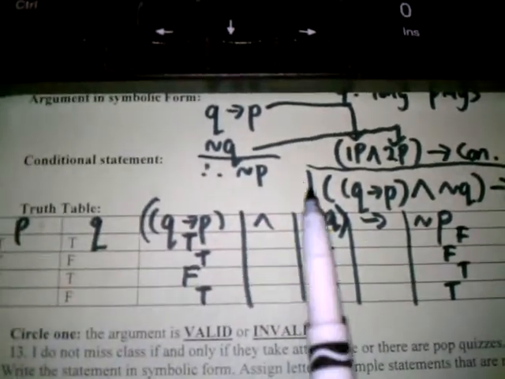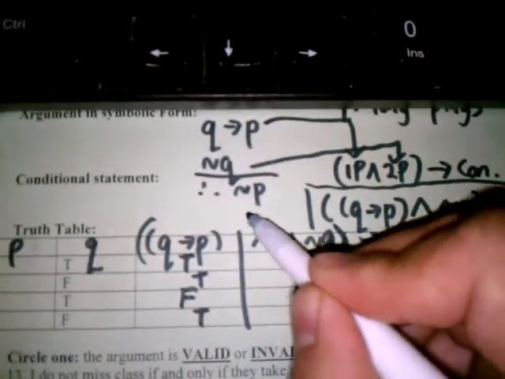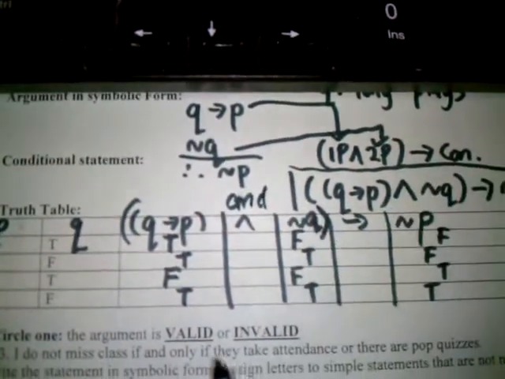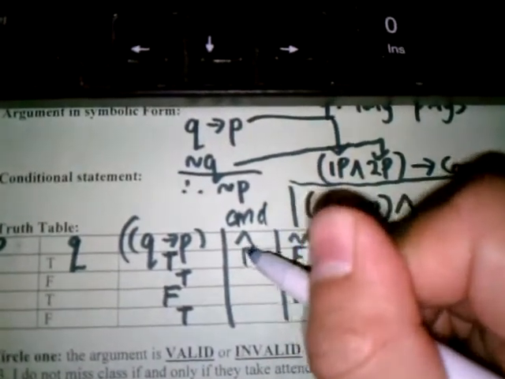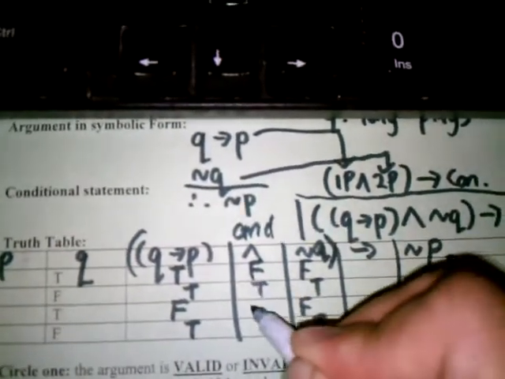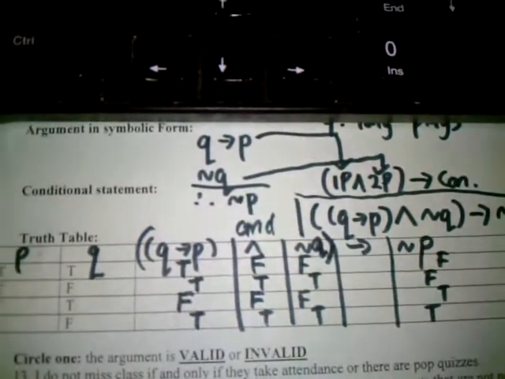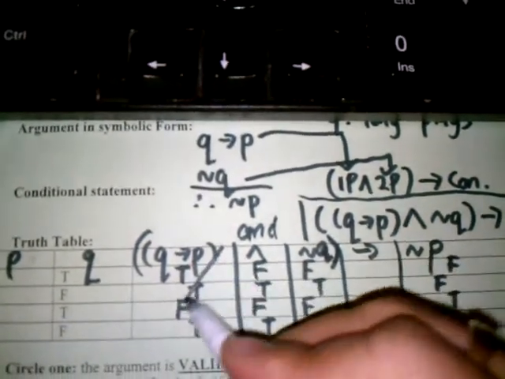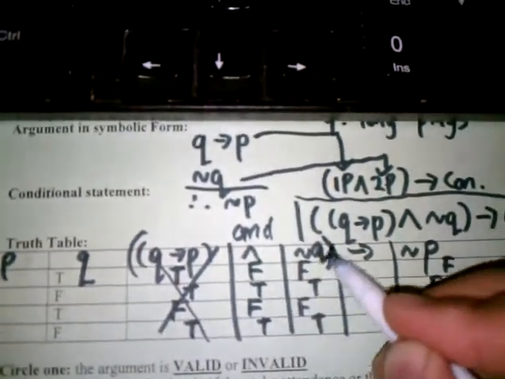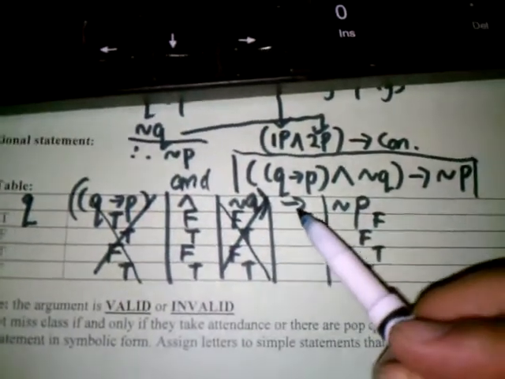Order of operations, we do the parentheses first. So we have the and statements here. One is true, the other one is false, we will get false. Double true, you get true. Double false, you get false. Double true, you get true. So gently scratch those two off. And the last one is the conditional.